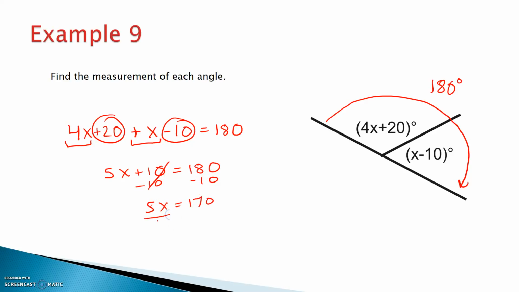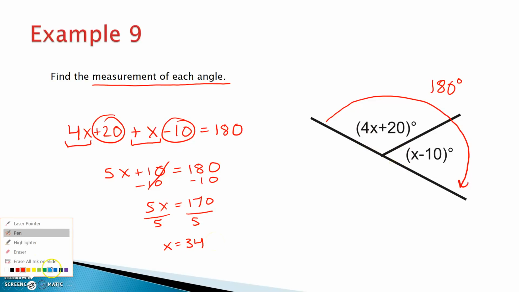If I divide both sides by 5 here, what is 170 divided by 5? X is equal to 34. And I'm done, right? No, guys. Ask yourself, did I answer the question? Find the measurement of each angle. How much is this obtuse angle? How much is this acute? You have to take 34 and plug it back in to find how many degrees there actually are there.